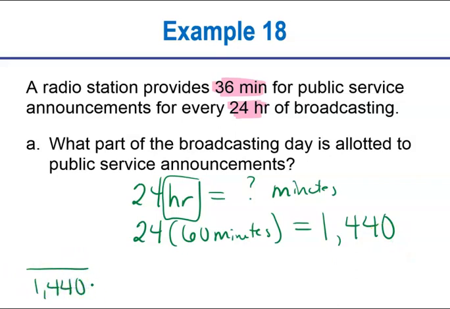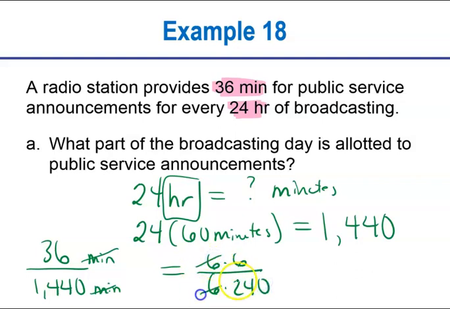What goes in the numerator? My 36 minutes. As a matter of fact, if I used units, that would be 36 minutes on top and 1,440 minutes on the bottom. The minutes cancel out. Now, I need to reduce this fraction to lowest terms. Listen, I know they both divide by 6, so at least let's do that. 36, I can write as 6 times 6. 1,440 is equal to 6 times 240.